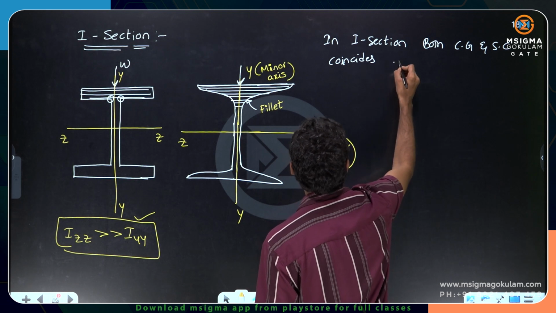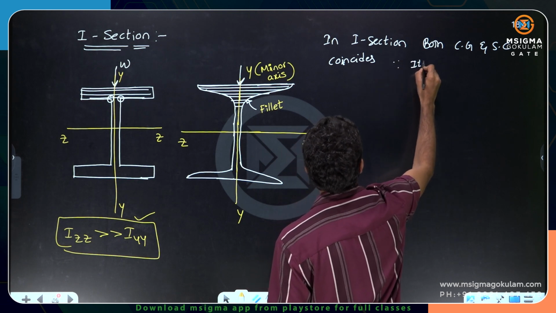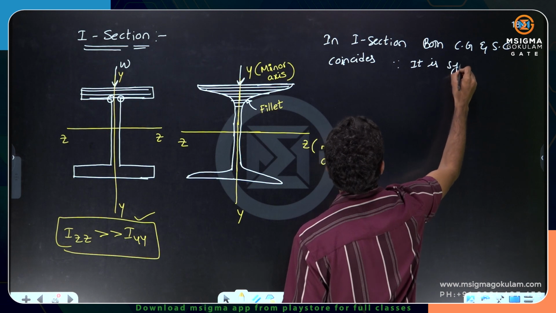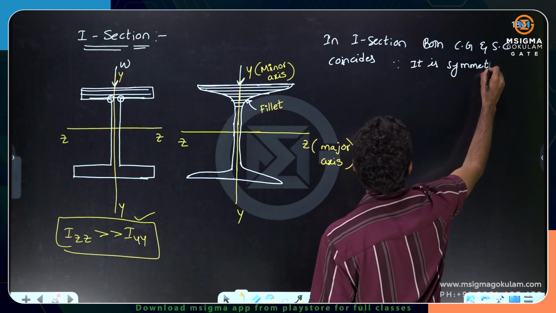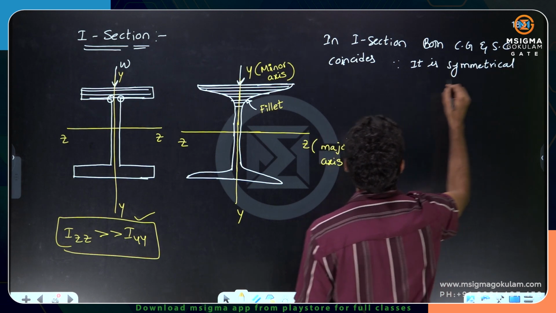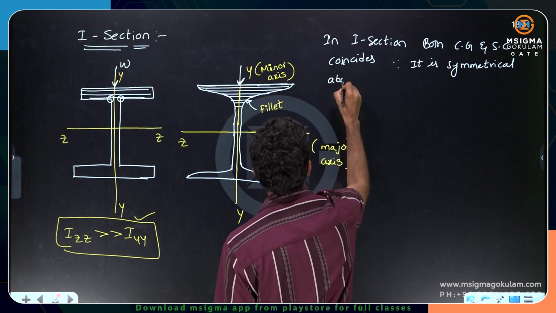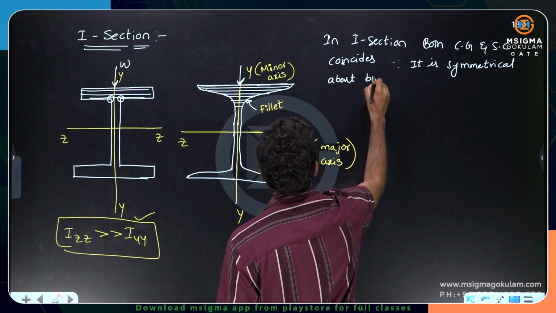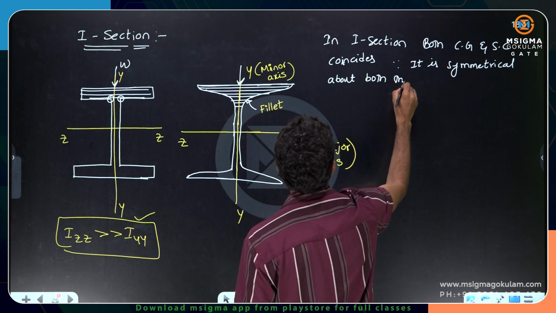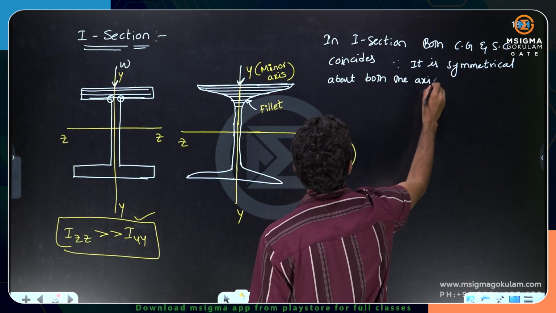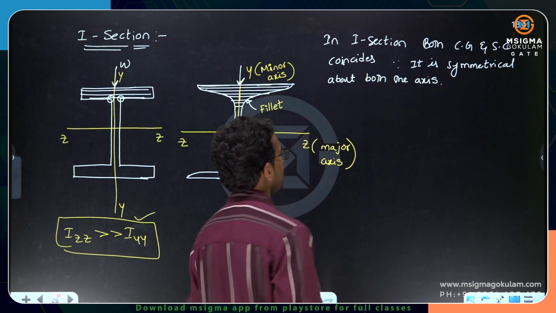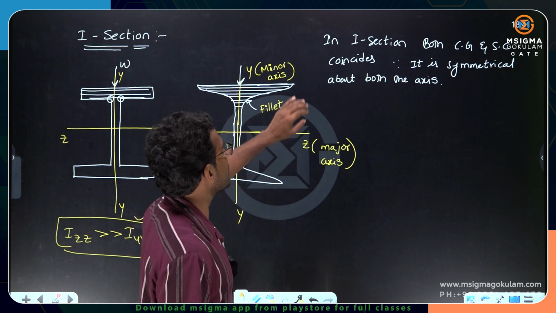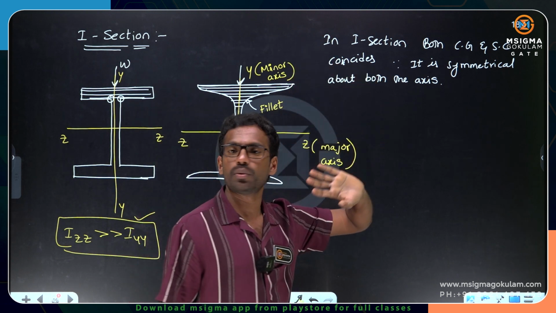Why? Since it is symmetrical about both the axes. Because it is symmetrical about both the axes, the center of gravity and shear center coincide.